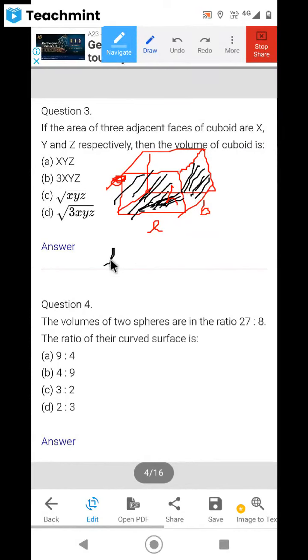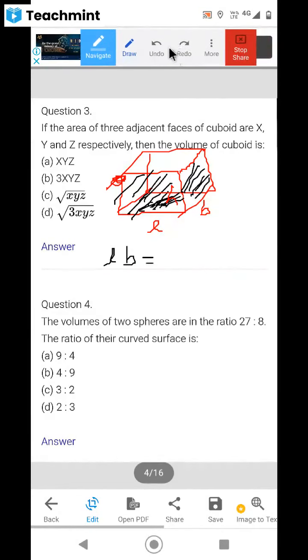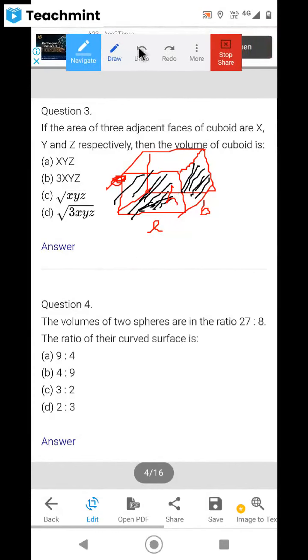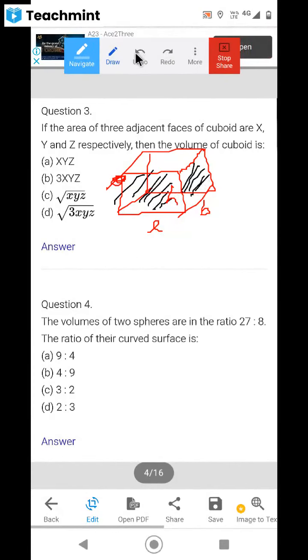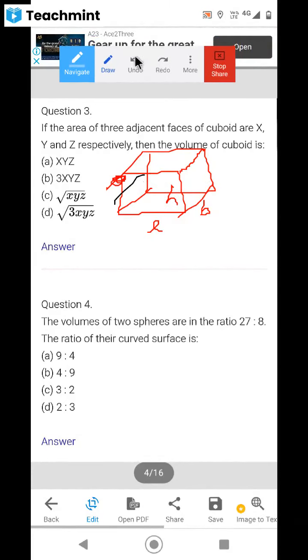So what they are saying, LB. The LB means length into breadth of one face. Look at this bottom face, dear children. Let me rub it off and tell you one more time. Look at this, I mean, the bottom surface, you understand, no? Bottom surface means what will be its area? X is there. I'm understanding the X they have given, but whatever this bottom surface is, this is length into breadth, no?